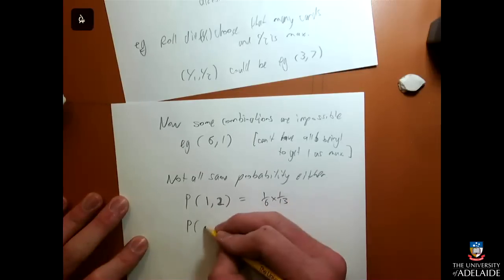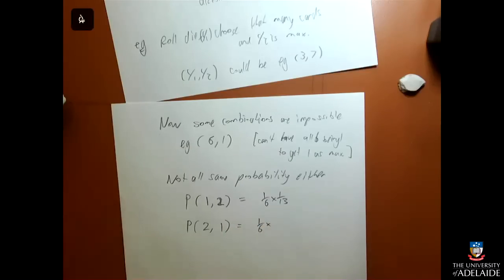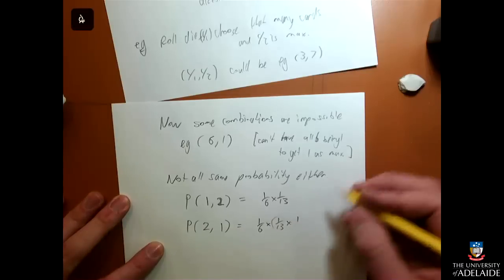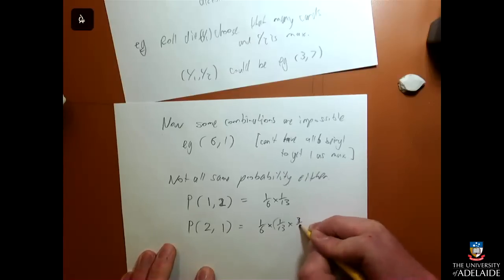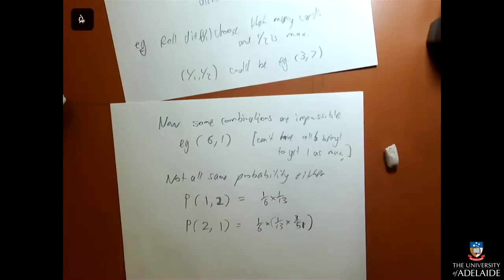And the probability of 2, 1 would be to get a 2 on the first one, and then I need my maximum to be 1, which means both of the cards that I pull out have to be 1. So I have to get a 1 first, which is 1 in 13, and then I have to get a second one, which is now 3 out of 51, yes, I've removed one of the cards. Which is totally not the same thing.